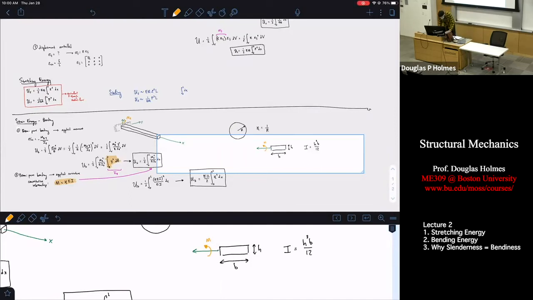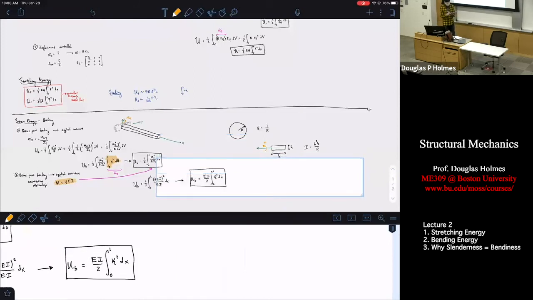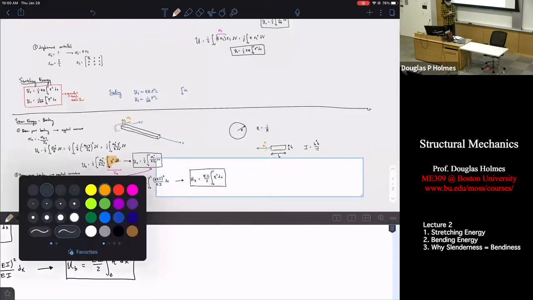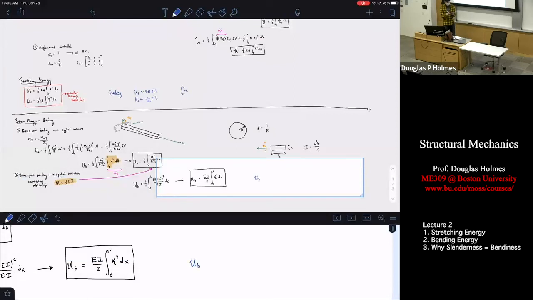The reason why I'm doing all this and pointing out what I is, is because we can then go back to our bending energy and say that my bending energy will scale as E h cubed times my width times my curvature squared times some L. This is going to be really important for us to gain some intuition on something.